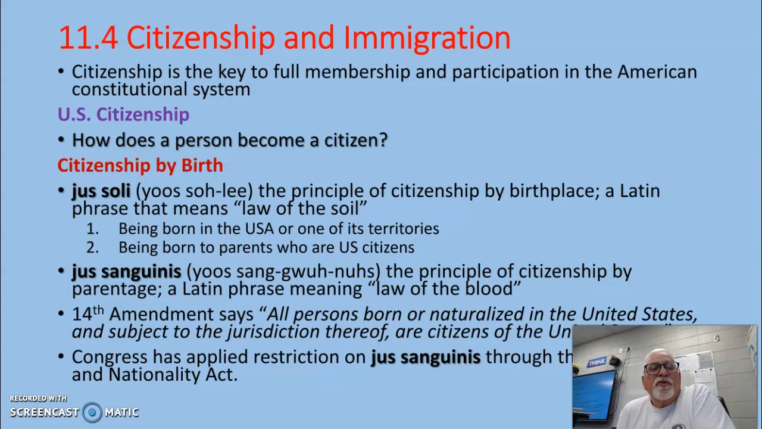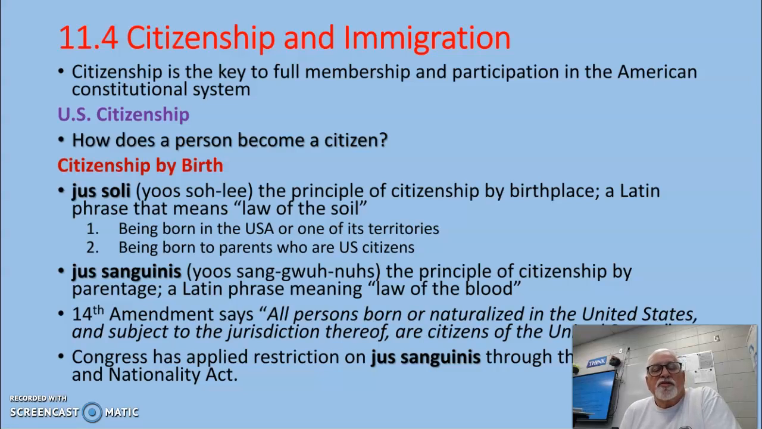Citizenship is known as the full membership and participation in the American constitutional system. There are people who live in America who are not citizens. And so how do you become a citizen? Well, there are a couple of ways. There is citizenship by birth.